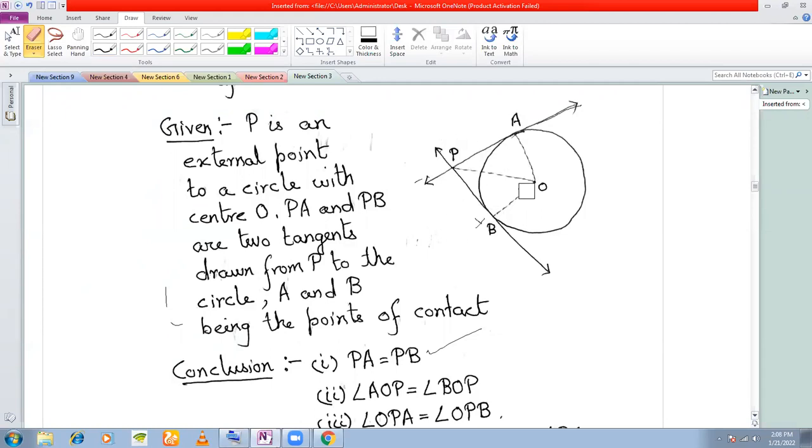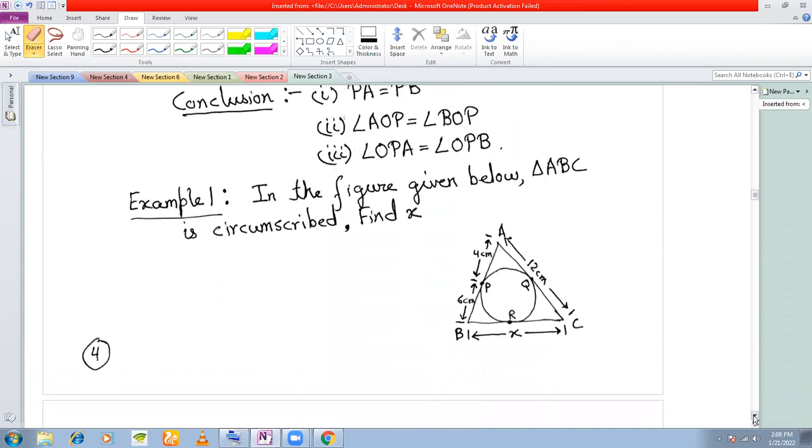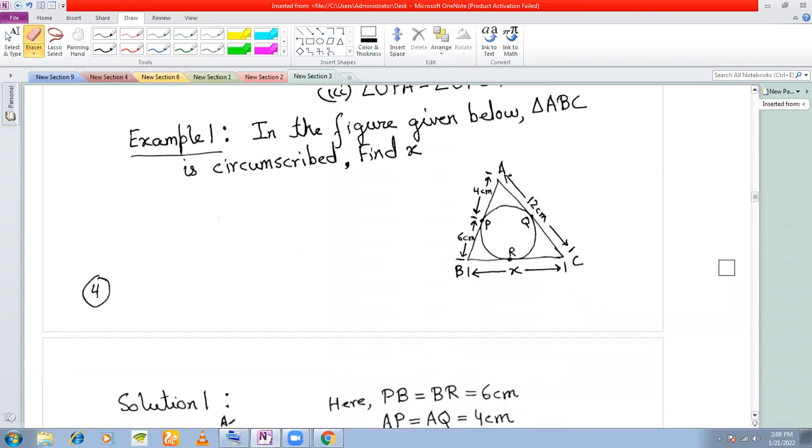Okay. So once we have discussed this theorem, let's do a problem based on this theorem. Here, in this figure, triangle ABC is circumscribed in the circle. Now, what do you mean by circumscribed? Circumscribed means surrounding the circle. You need to find out the value of x. So how will you find it out? Let's see how to begin.